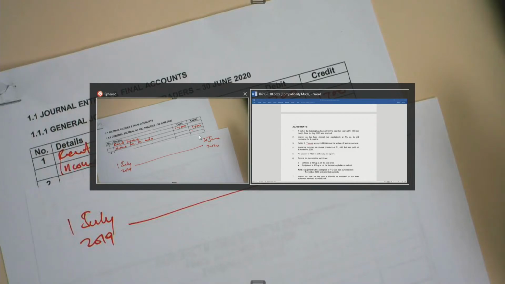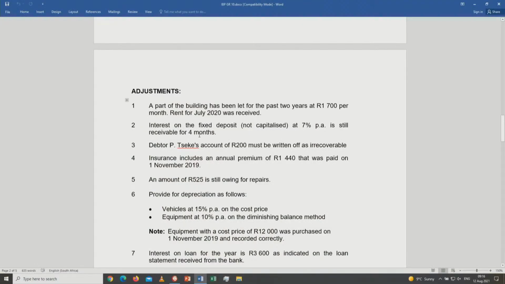Let's go to our adjustment number 2. It says interest on fixed deposit not capitalized at 7% per annum is still receivable for 4 months. Then, interest on fixed deposit, this is an income, right? And they are saying here it is still receivable for 4 months, meaning that for 4 months we still have to receive it. Therefore, it is accrued income. Remember, I said accrued income is an asset type of account.